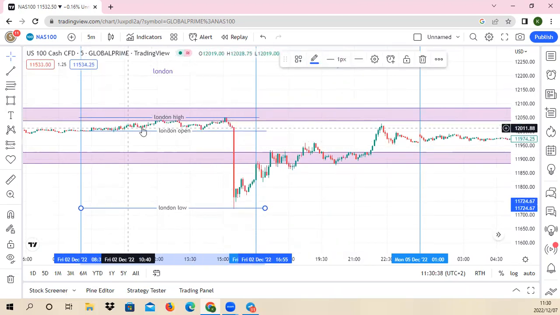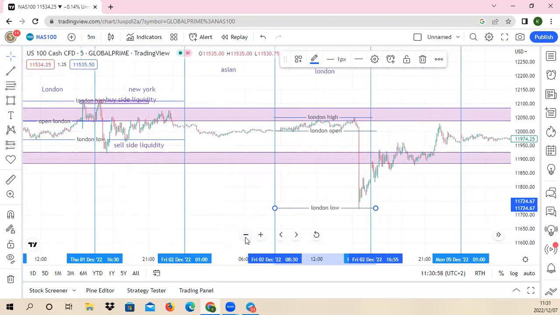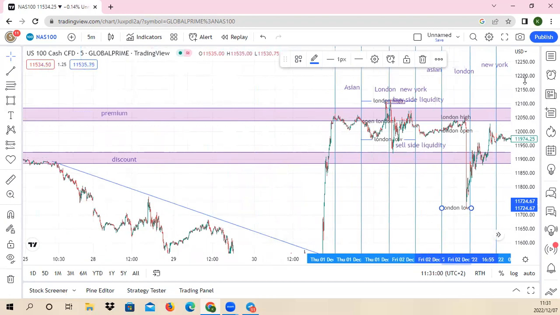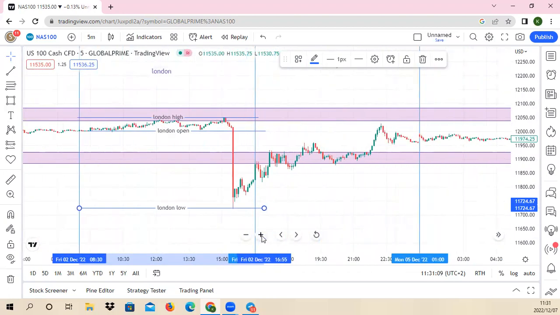So London opened, it went up. 2:30 is when our non-farm payroll was released. So then obviously we got a reaction, which was by the London session as well. And then they took out a portion of the market. They didn't take out the whole liquidity. They took out a portion. So due to the results, we got a reaction during our London session.